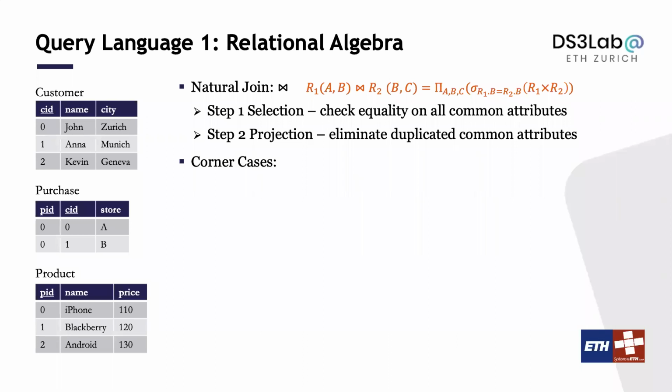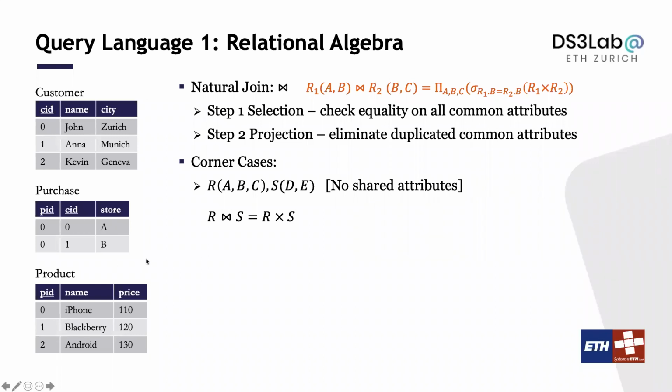And the natural join is interesting. Also there are multiple corner cases. So let's think about this case. I have two relations. I have R with three attributes, A, B, and C, and I have S with two attributes, D and E. There are no shared attributes by name, okay? If I want to do the natural join between R and S, what do I get? I essentially get a cross product between R and S, okay? If you think about why, it is because the selection part will filter out nothing.